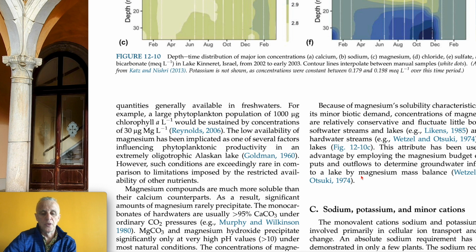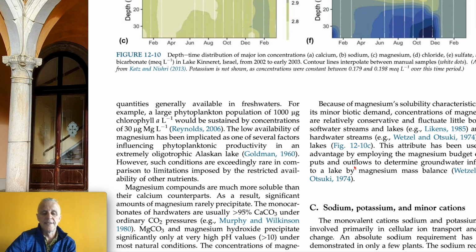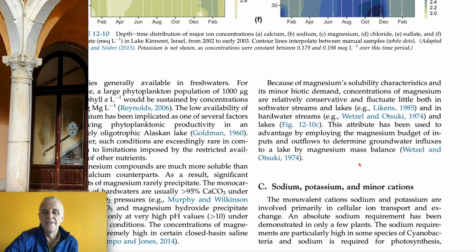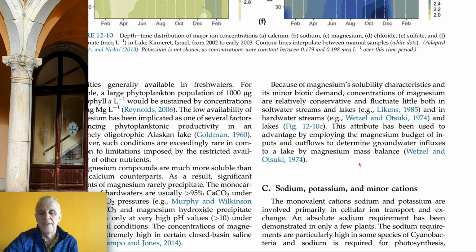Magnesium compounds are much more soluble than their calcium counterparts. As a result, a significant amount of magnesium rarely precipitates. The monocarbonates of hard waters are usually greater than 95% calcium carbonate under ordinary CO2 pressures. Magnesium carbonate and magnesium hydroxide precipitate significantly only at very high pH, greater than 10, under most natural conditions. The concentrations of magnesium are extremely high in certain closed basin saline lakes. Because of magnesium solubility characteristics and its minor biotic demand, concentrations of magnesium are relatively conservative and fluctuate little, both in saltwater streams and lakes and in hard water streams and lakes.